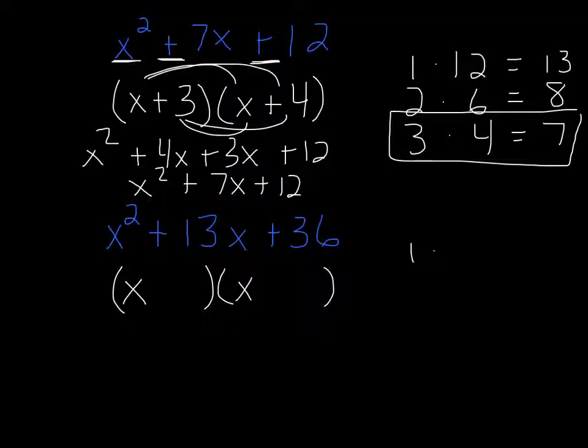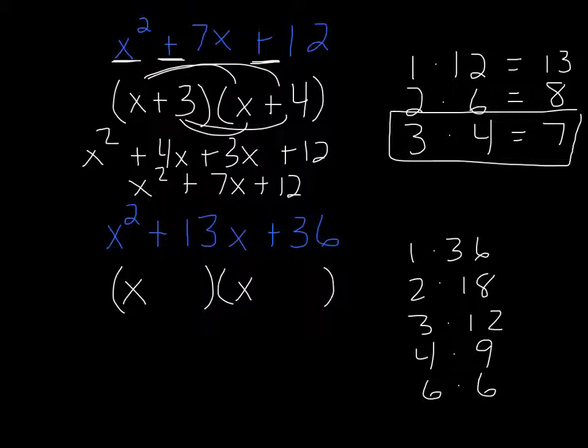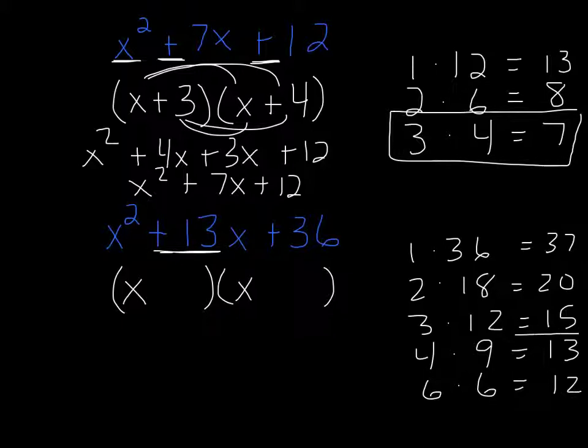So we have 1 and 36, 2 and 18, 3 and 12, 4 and 9, and 6 and 6. Okay, well 1 plus 36 is 37, 2 plus 18 is 20, 3 plus 12, sorry, is 15. 4 plus 9 is 13. And 6 plus 6 is 12. So we need it to be 13. So it's going to be this one right here, a positive 4 and a positive 9.